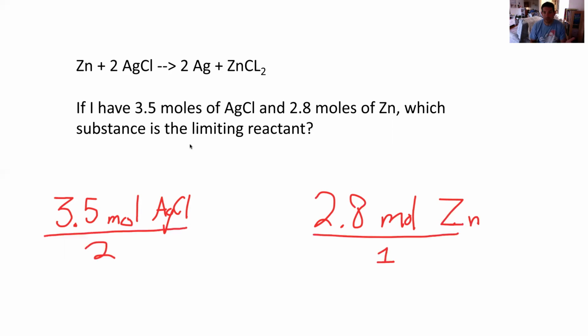We're gonna divide by their coefficients. The AgCl's coefficient is a 2, so we're dividing 3.5 by 2. And for the Zn, there's no coefficient listed, that means it's 1, right? We're dividing by 1. So we get 1.75 for the AgCl, we get 2.8 for the zinc, and what's the question we ask ourselves here? Which number is smaller? Obviously the 1.75. So that is our limiting reactant. The AgCl would be the limiting reactant based on these amounts. All right, so that is the concept of the limiting reactant.